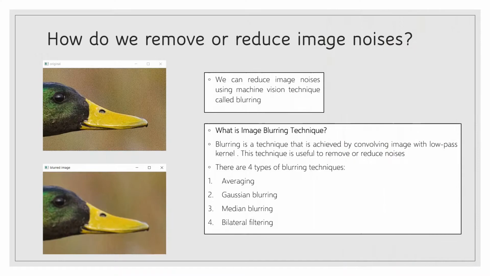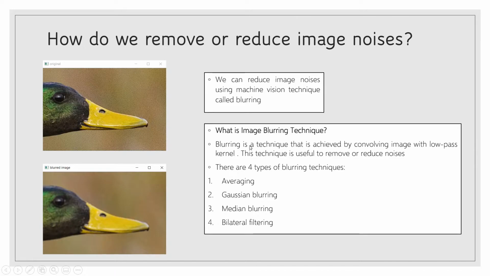Next, how do we remove or reduce image noises? We can reduce image noises using a machine vision technique called blurring. What is the image blurring technique? Blurring is a technique that is achieved by convolving the image with a low-pass kernel. This technique is useful to remove or reduce noises, as you can see right here. This is the example of the implementation of the blurring technique.